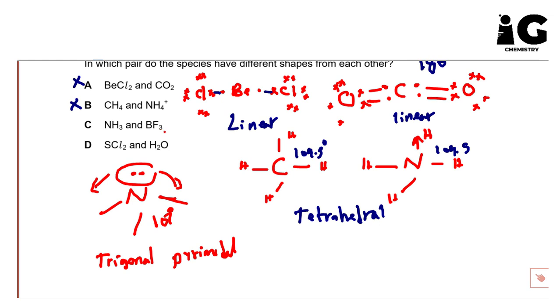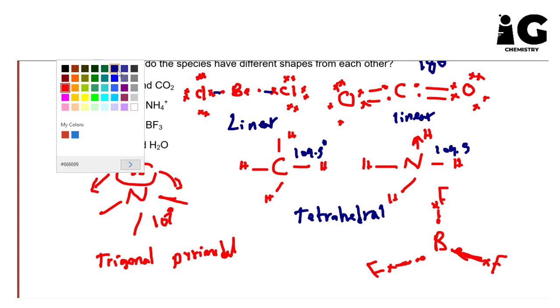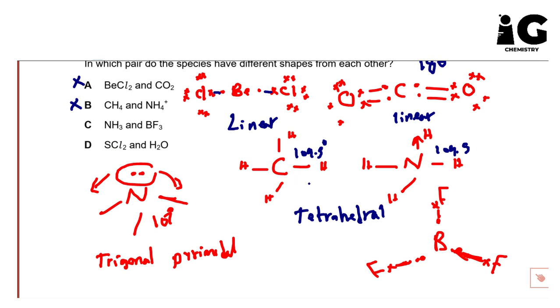What about BF3, guys? Here BF3, boron is in group 3, so B is surrounded by 3 electrons in the outermost shell. So we have 1, 2, 3, and then we can draw also 3 Fs. So this is F, and this is F, and here is F. So actually, guys, if you check the bond now, this is the bond here. The shape is going to be trigonal as this, but as you see, guys, this is trigonal.